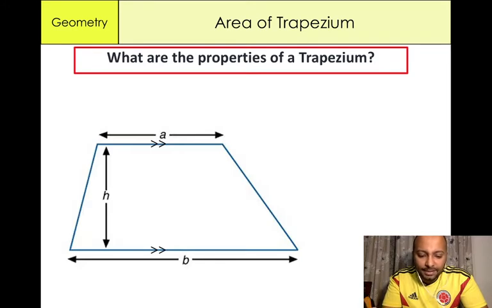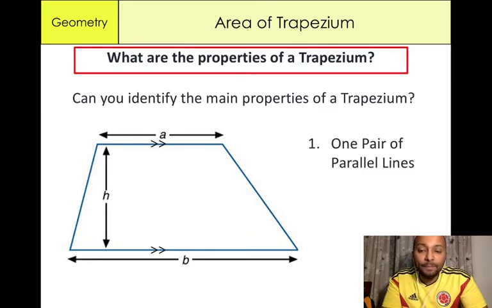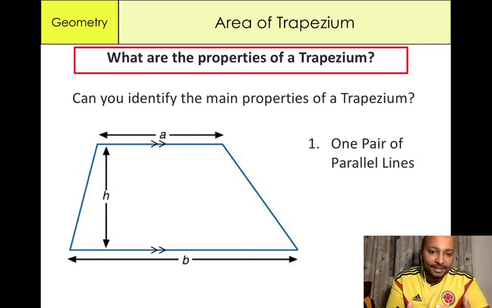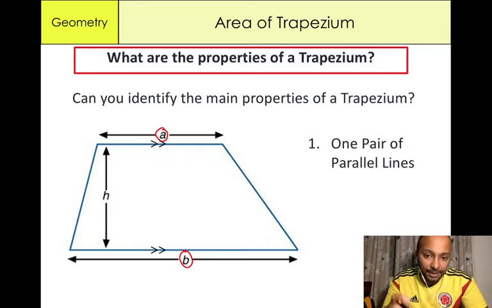It has certain special aspects that you need to remember for your exams. The first one: it has one pair of parallel lines. What do I mean by parallel lines? Lines that never intersect. For example, side A and side B are parallel because they're both straight lines and they never intersect with one another. A trapezium always has one pair of parallel lines. You need to remember this.